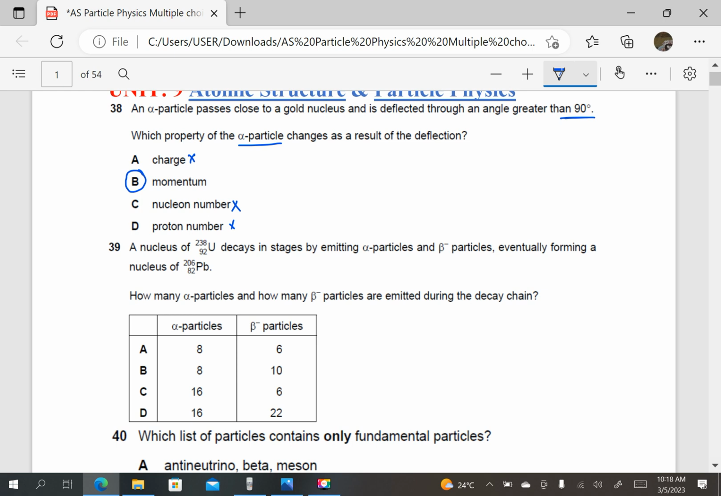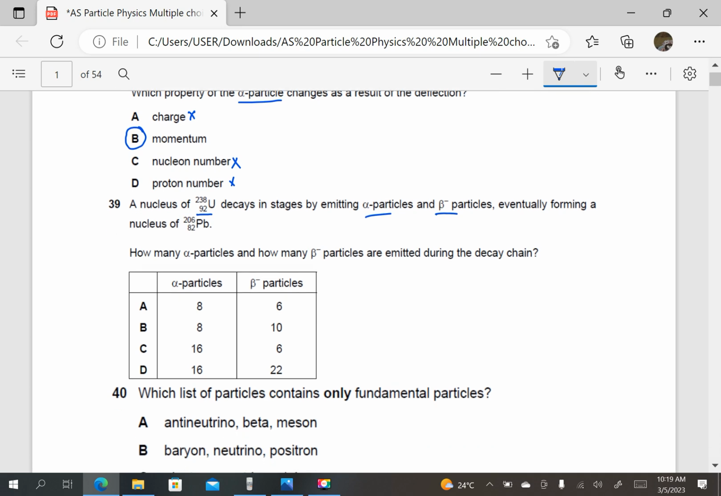A nucleus of uranium-238-92 decays in stages by emitting alpha particles and beta minus particles. Remember, I have been saying in AS, if they don't tell us that it is beta plus, it is always beta minus. When they just say beta particles, it is always beta minus. So eventually forming a nucleus of lead-206-82. How many alpha particles and how many beta minus particles are emitted during the decay chain?